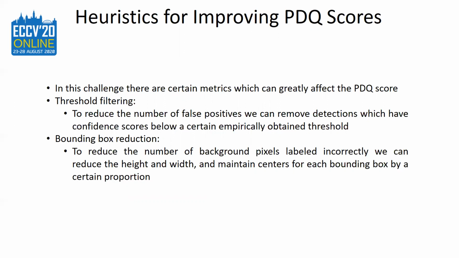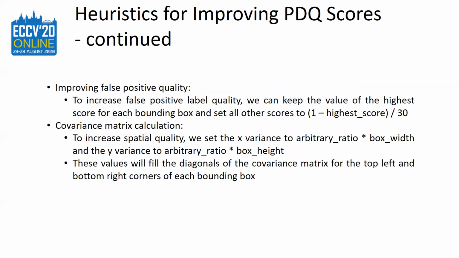The second one is bounding box reduction. To reduce the number of background pixels labeled incorrectly, we can reduce the height and width and maintain centers for each bounding box by a certain proportion. The third is improving false positive quality. To increase false positive label quality, we can keep the value of the highest score for each bounding box and set all other scores to (1 minus highest score) divided by 30.